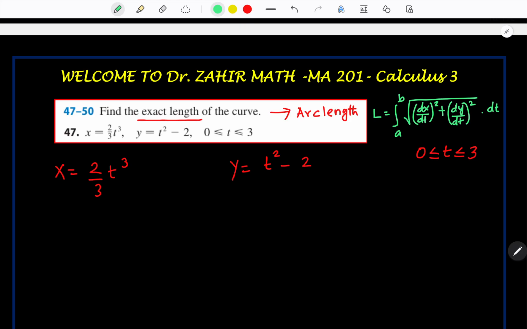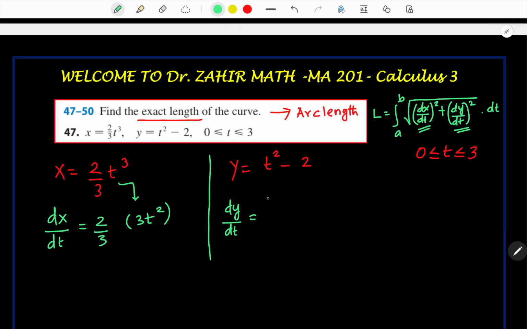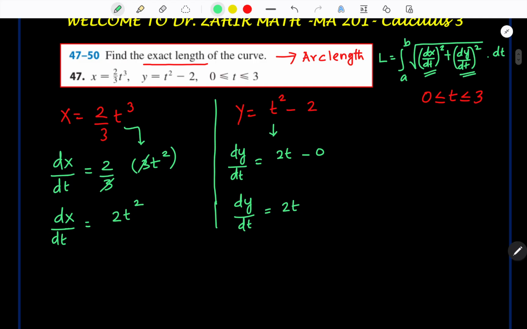It means we need dx/dt and dy/dt. Let me calculate dx/dt, which is equal to 2/3, a constant, times the derivative of t cubed, which is 3t squared. And dy/dt is the derivative of t squared, which is 2t, and the derivative of 2 is 0. Therefore dx/dt is equal to 2t squared, as the 3 gets cancelled, and dy/dt equals 2t.